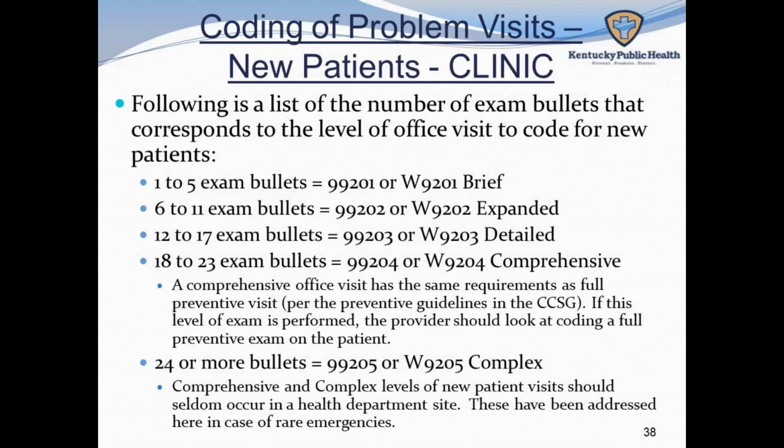Now that I have gone over with you exactly how you're going to look at your coding for new patients, I'm also going to tell you how to code it, because it's pretty specific in the AMA guidelines on the level of coding for new patients. It lists out 1 to 5 exam bullets is going to be a brief. 6 to 11 is your expanded. 12 to 17 is going to be your detailed. Then 18 to 23 is comprehensive, and 24 or more bullets is going to be your complex.